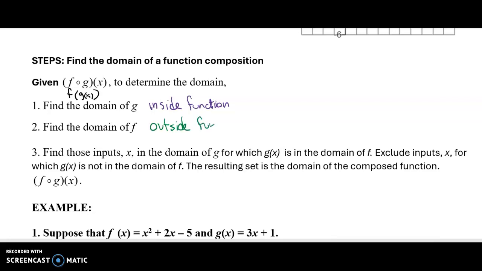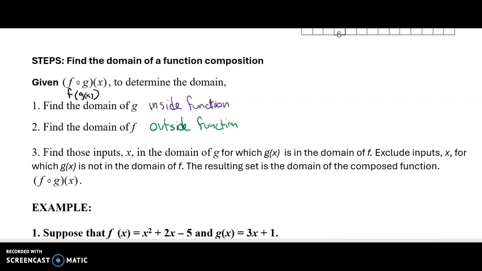The reason I'm writing inside and outside function is because do we always have to have f of x and g of x? No, we could have p of x, we could have k of x. So think about the inside and the outside function. So after that, what we're going to do is we're going to find those inputs x in the domain of g for which g of x is in the domain of f. Exclude any inputs x for which g of x is not in the domain of f. The resulting set is the domain of the composed function.